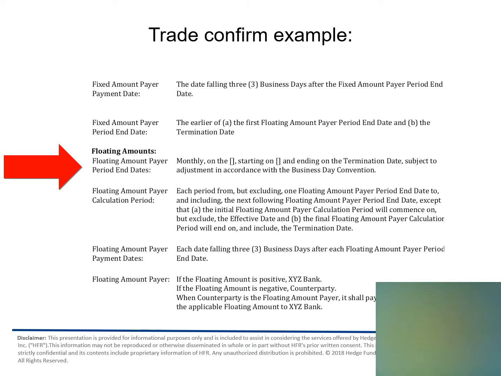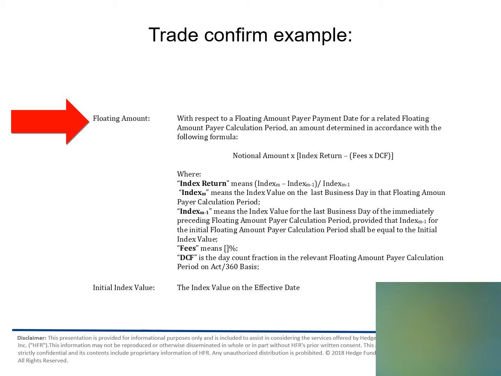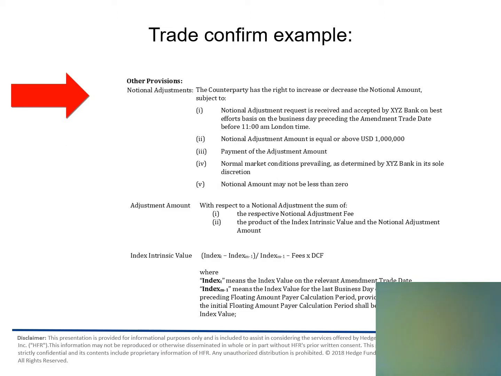Here's where the payment dates are listed. In this case, it's monthly. And here's where the payment amount is calculated based on the strategy returns, the notional amount invested, fees, and day count. At some point, you may want to increase or decrease the size of your position. Here are the terms for doing so.